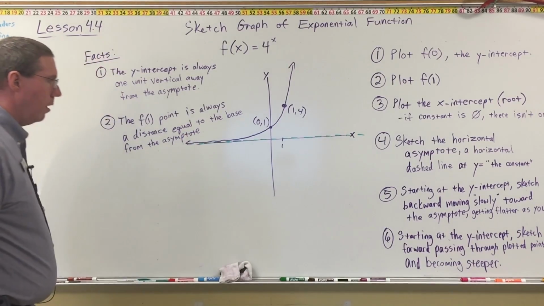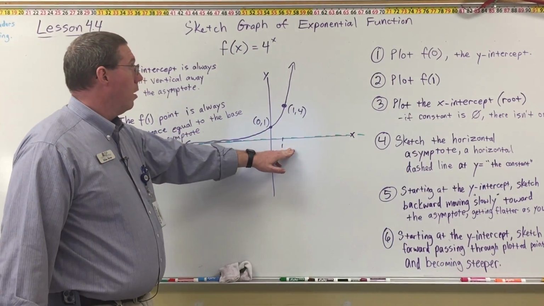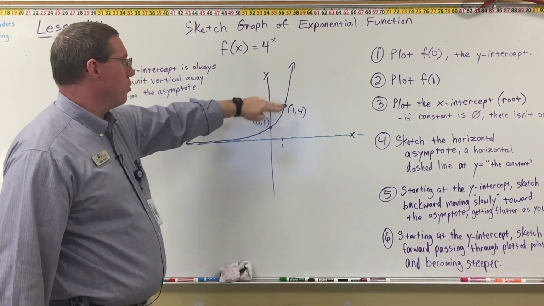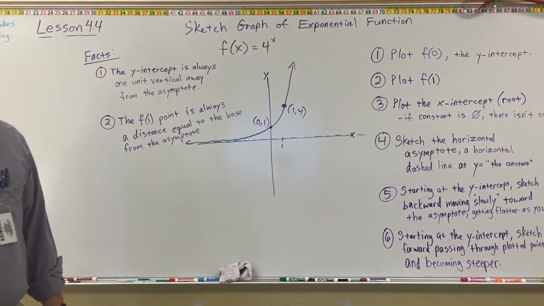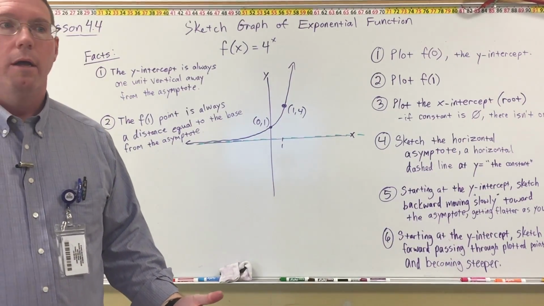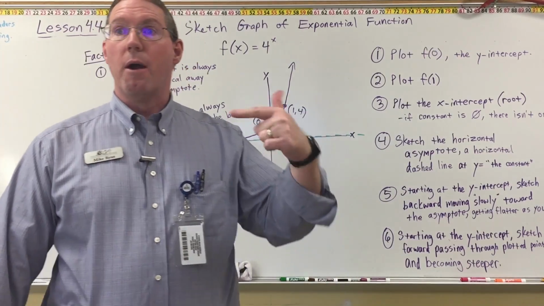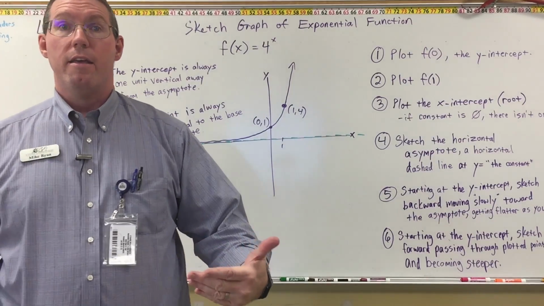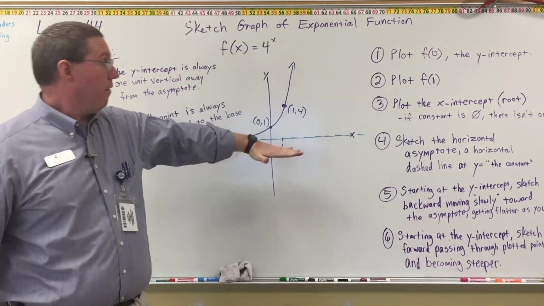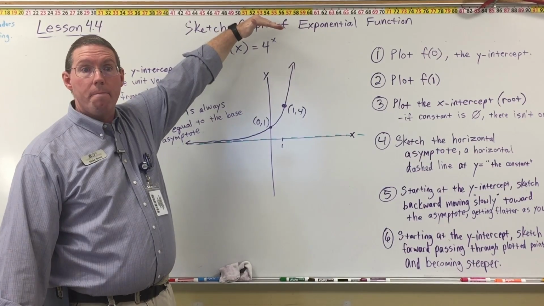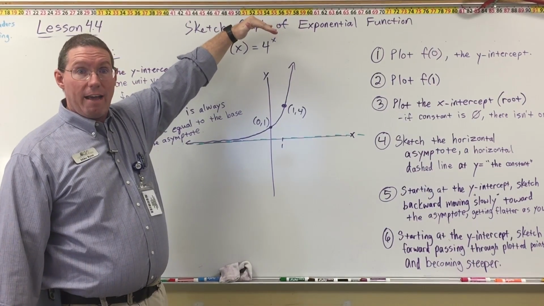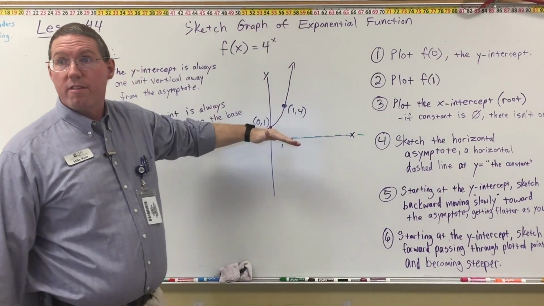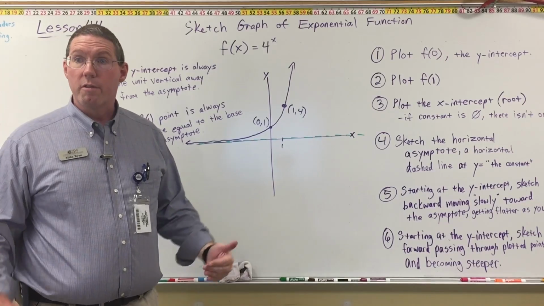Look, the asymptote here is at 0. The f of 1 point, f of 1, is equal to 4. That's 4 units away from the asymptote. So if your asymptote is at 0 and your base is 4, then you're either at 1, 4 or you're at 1, -4. If your asymptote is up here at 11 and your base is 5, then your f of 1 is either at 16 or it's at 6. We're going to see that.